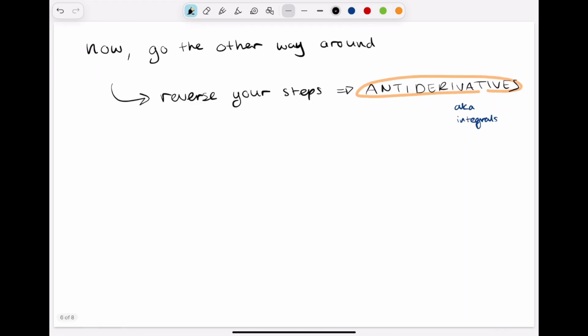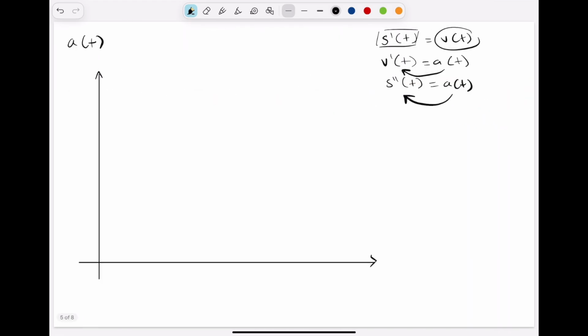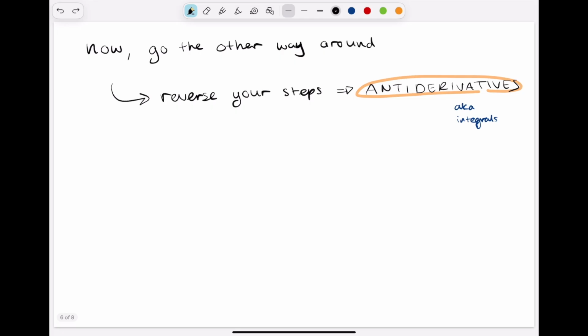And in order to do this, we have to basically just reverse our steps. And in order to go in this direction, so for example, from displacement to acceleration, we had to use derivatives. So in order to go back around, we have to use antiderivatives, which are aka integrals. And if you're not really familiar with this concept, then I really advise you to watch a video about it because it can really make or break your understanding.